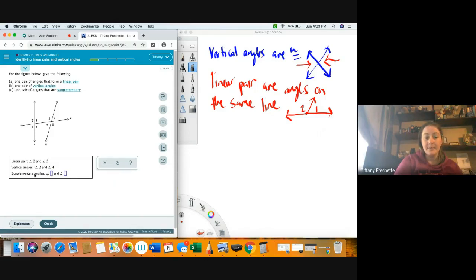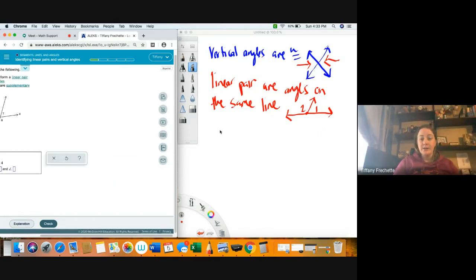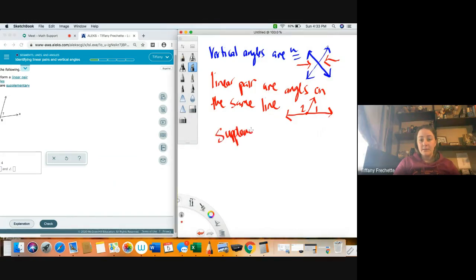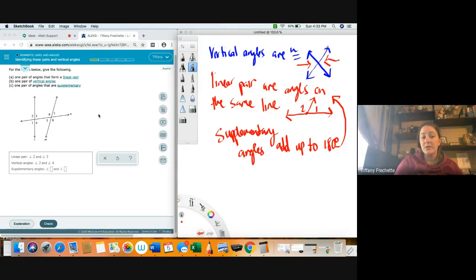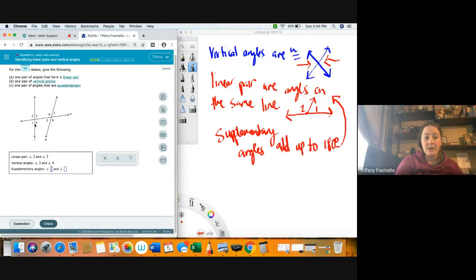And then supplementary angles. And we practiced this one in a different one. So supplementary angles add up to 180 degrees, which actually goes right back to linear pair. So it's very similar to asking you a linear pair. If they are on a line together, then they add up to 180 degrees. So in this one, we can actually use the same two that we used for linear pair. 2 and 3 have to be supplementary, meaning they have to add up to 180 degrees.